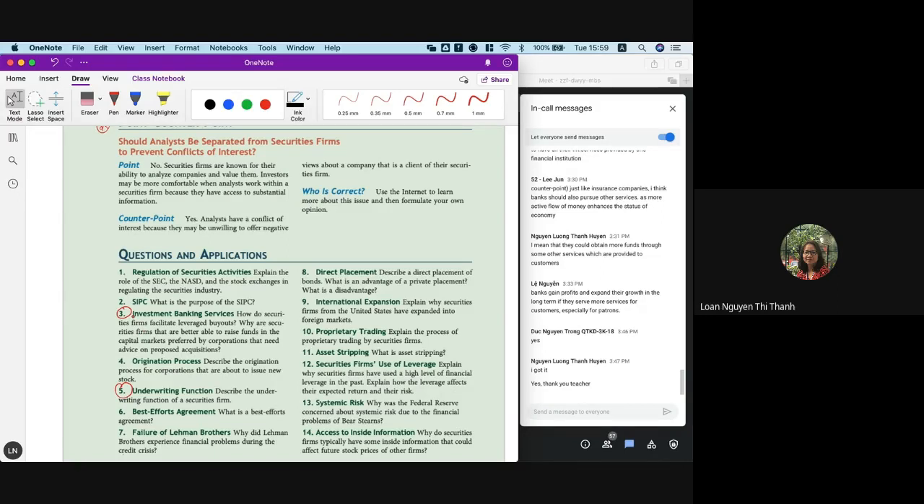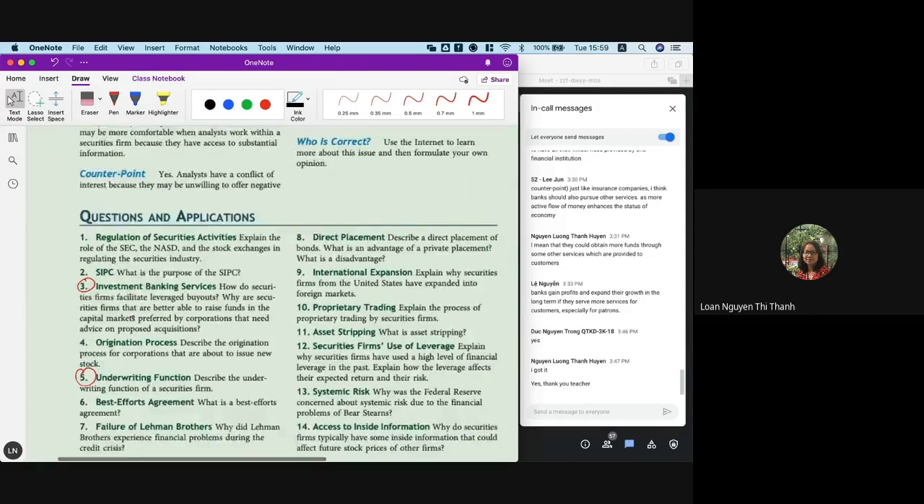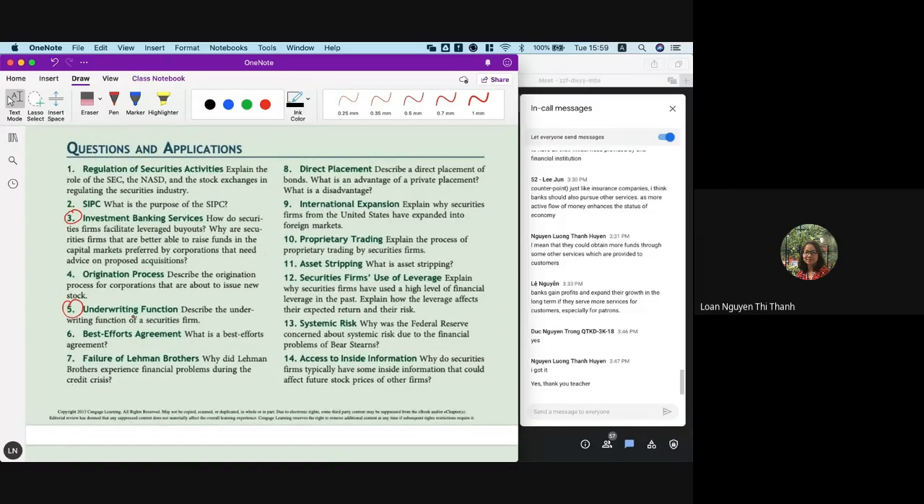Question number 3. Again, you can look back. How do security firms facilitate the leveraged buyout? Why is the security firm better able to raise funds in the capital market than the corporation?